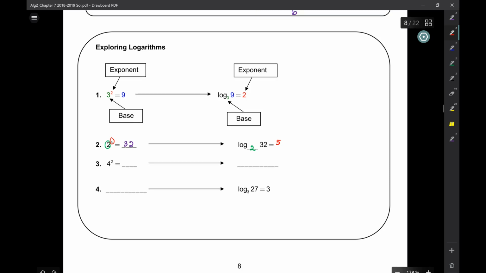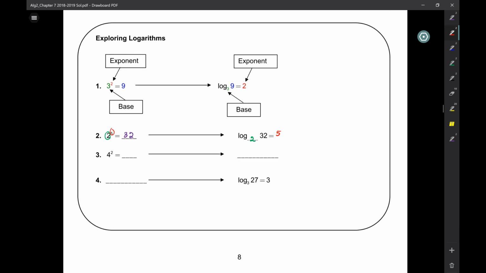What about here? 4 squared is 16. So how am I going to write that? Log base 4 of 16. Now look, I know this is not the complete one. Log base 4 of 16. If I had this, what's the answer to this going to be?